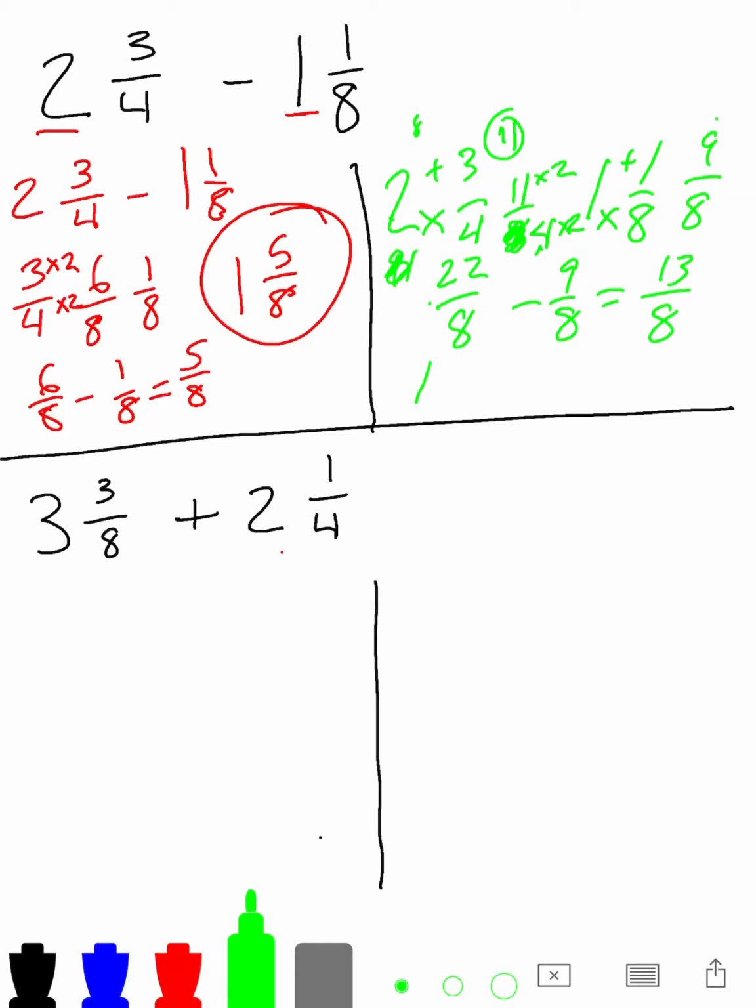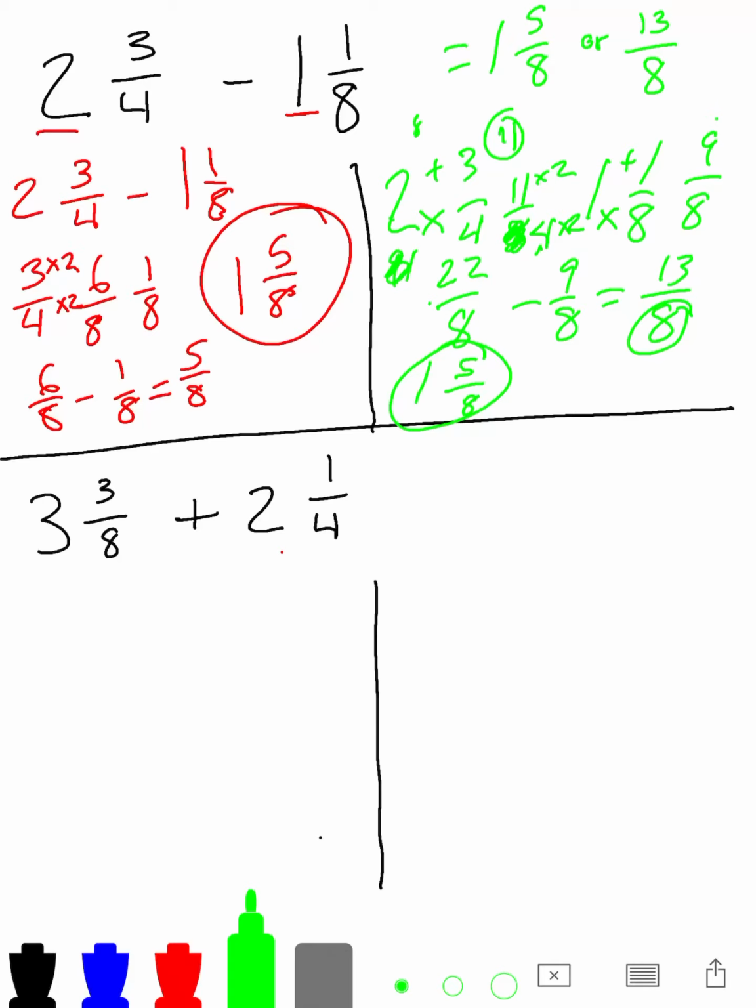8 can be pulled out of there once. And if I subtract 8 from 13, I'm left with 5, and I keep my denominator, so I have 1 5/8. So my answer to this problem could be 1 5/8 or 13/8.